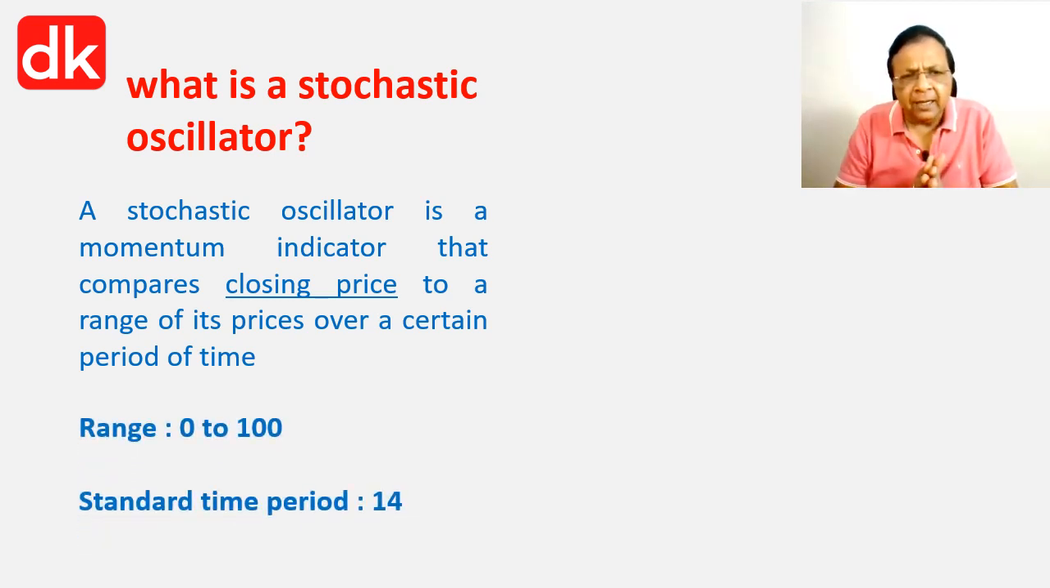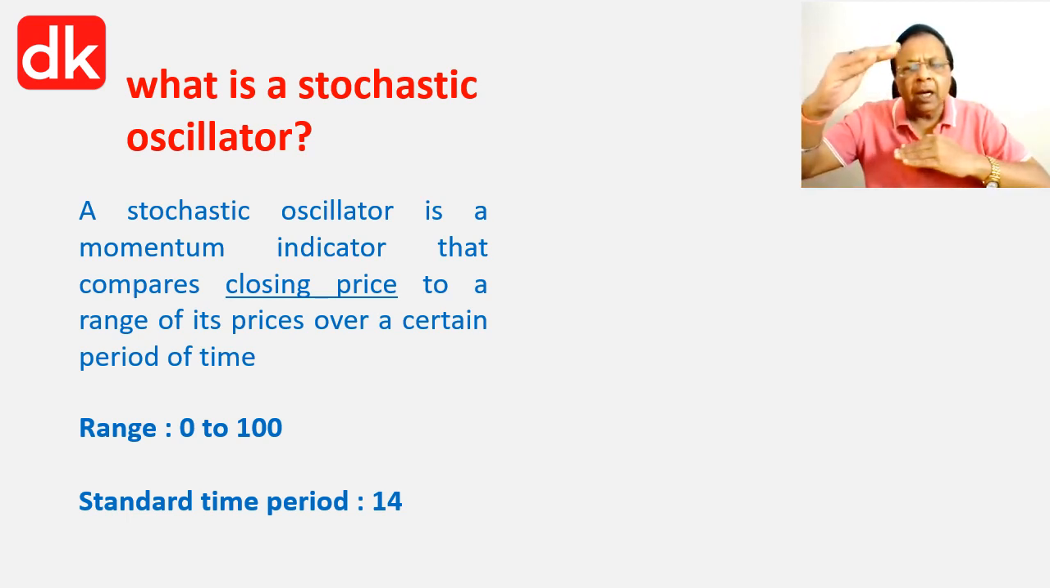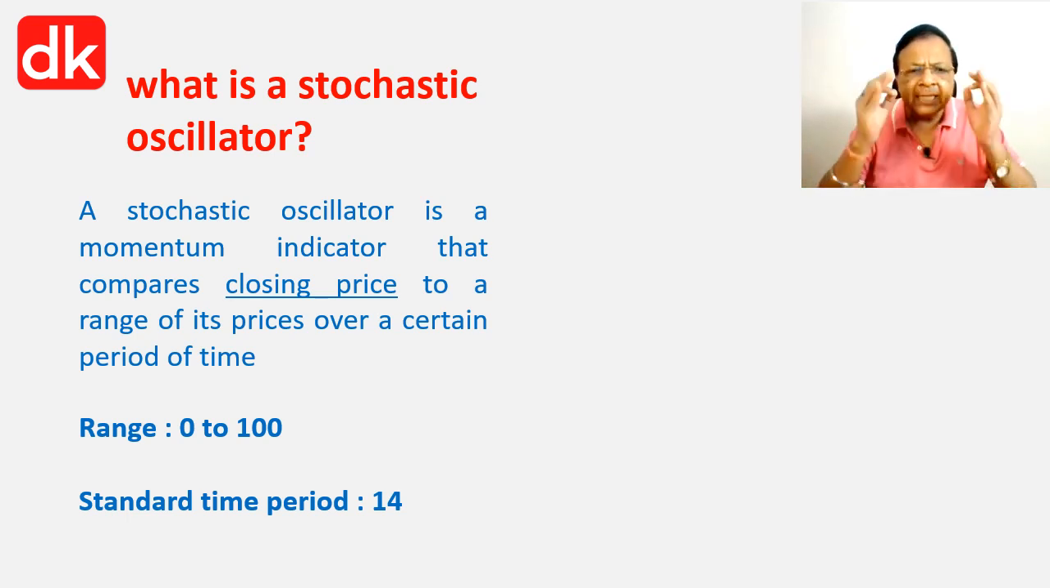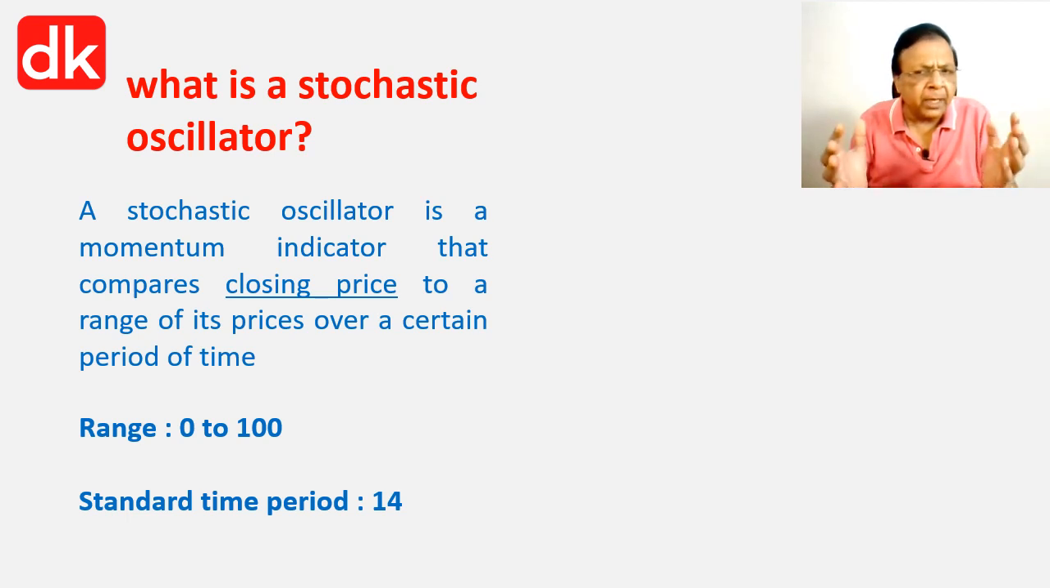And friends, since stochastic is an oscillator, its oscillation is from 0 to 100. So it's a range-bound indicator which oscillates between 0 and 100, and the default time period is 14 days. When you select a 14-day period, the default available in most of the charting software from different vendors, it is 14 days.